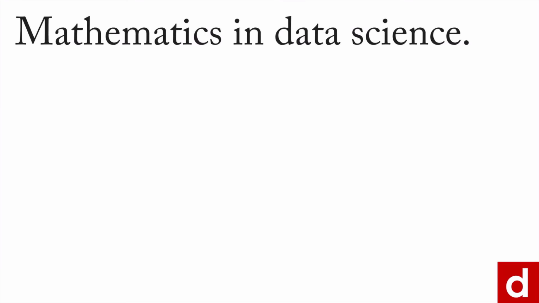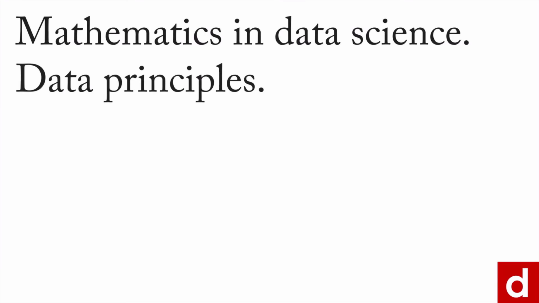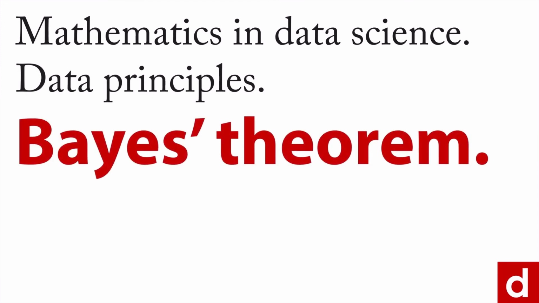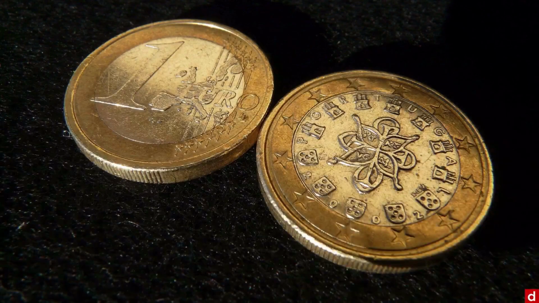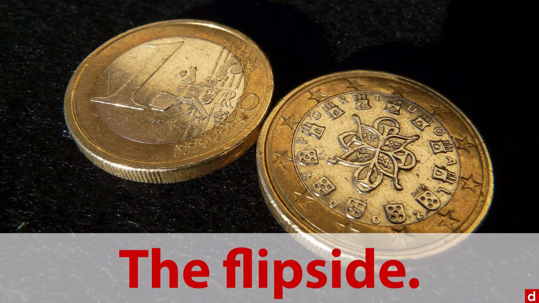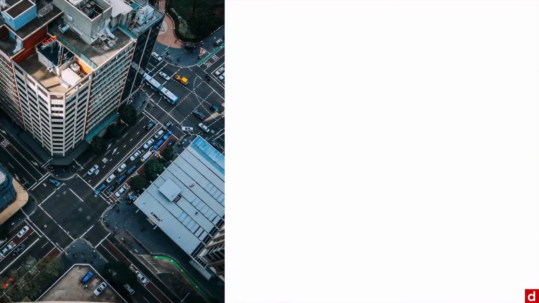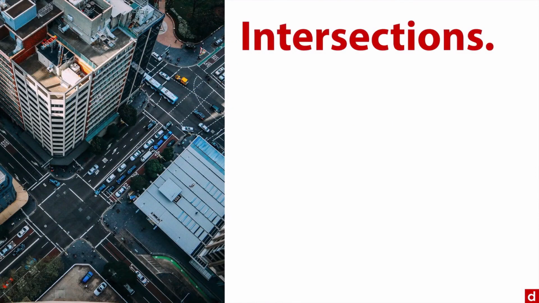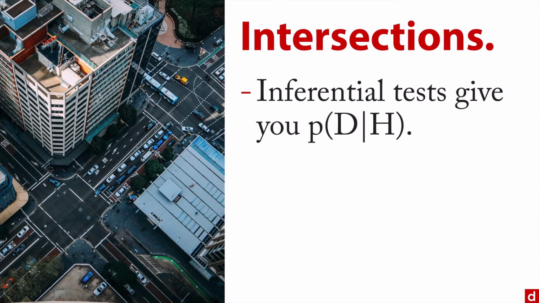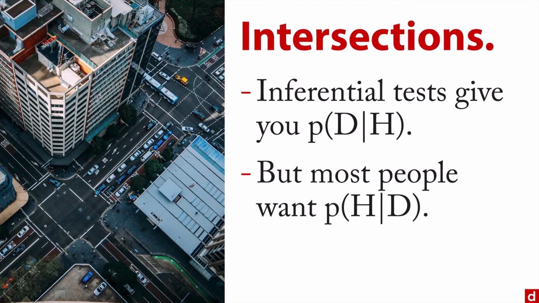Let's finish our discussion of mathematics and data science and the basic principles by looking at something called Bayes' theorem. If you're familiar with regular probability inferential testing, you can think about Bayes' theorem as the flip side of the coin. You can also think of it in terms of intersections. Standard inferential tests and calculations give you the probability of the data, that's our D, given the hypothesis. So if you assume a null hypothesis is true, this will give you the probability of the data arising by chance.